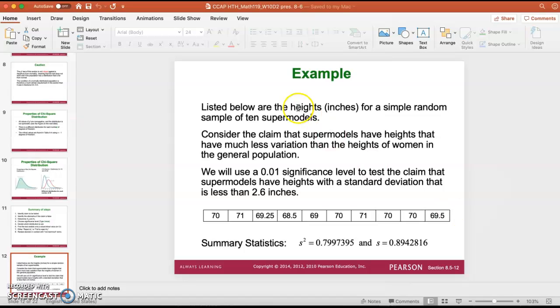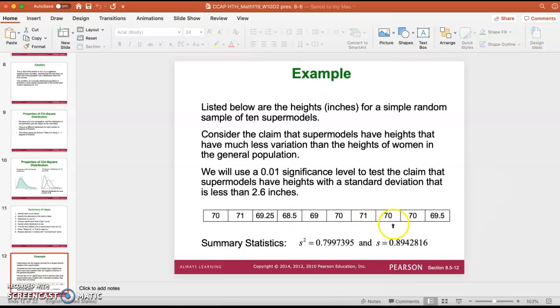So for an example here, listed below are heights in inches for a simple random sample of 10 supermodels. Consider the claim that supermodels have heights that have much less variation than the heights of women in the general population. We will use a 0.01 significance level, so that's the alpha, to test the claim that supermodels have heights with a standard deviation that is less than 2.6 inches. So it's claiming that this 2.6 inches is the population standard deviation of heights among all women.